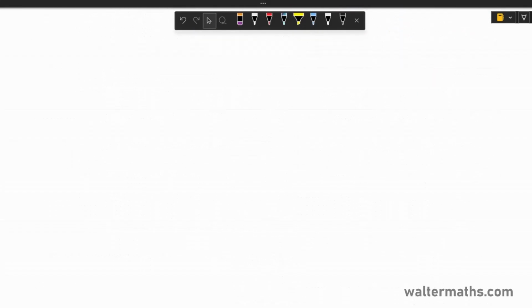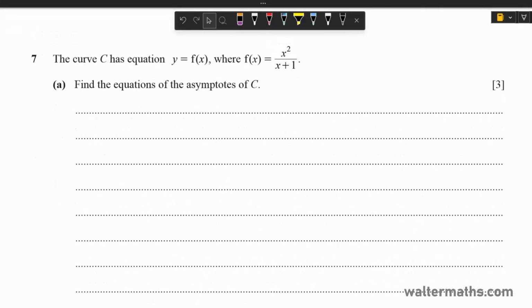Let's move on. Now we are on question number 7. It says the curve C has equation y is equal to f of x, where f of x is equal to x squared over x plus 1. Find the equations of the asymptotes of C. Alright, so here we start with the vertical asymptote, which we find by setting the denominator to 0. So we get x to be minus 1 as the vertical asymptote.